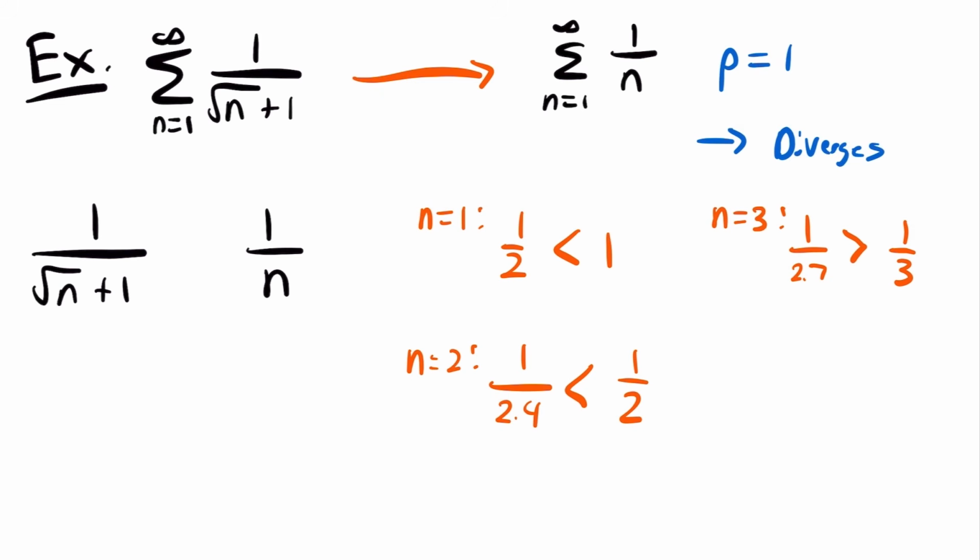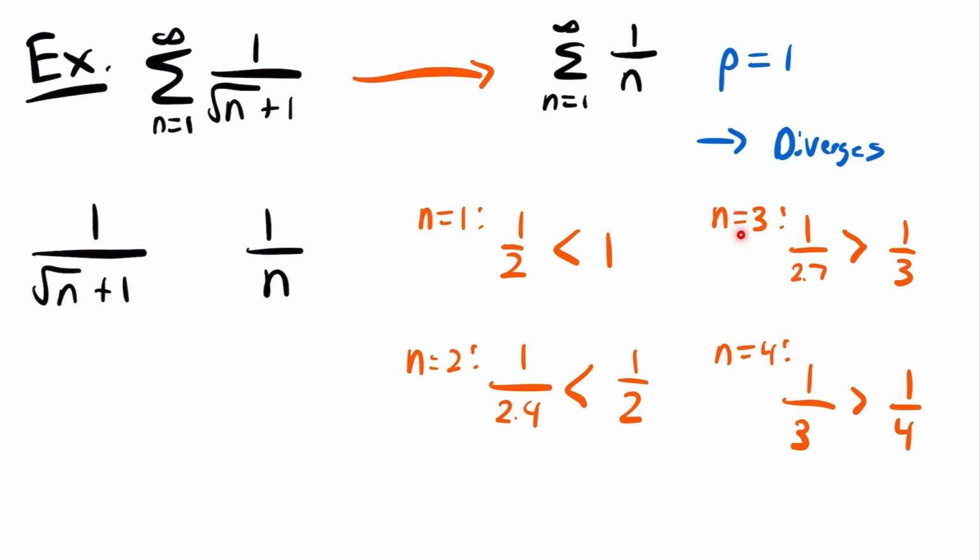And that's going to hold true for n equals 4 as well. We'll have 1 divided by the square root of 4 plus 1, and 1 divided by 4. The square root of 4 is 2, so 2 plus 1 is 3, so our denominator is 3, and so we have 1/3 and 1/4, and 1/4 is smaller than 1/3. And so, from here on out, if you were to look at more and more terms, the terms of our original series are going to be greater than the terms of the series we are comparing it to. Okay? And if you want to check that out for yourself, you can look at n equals 5, n equals 6, and so on.